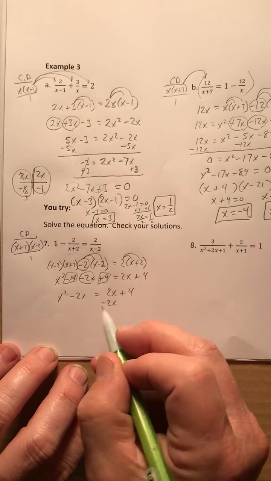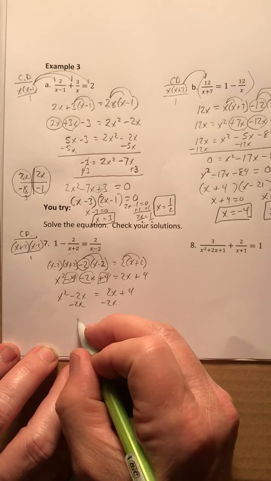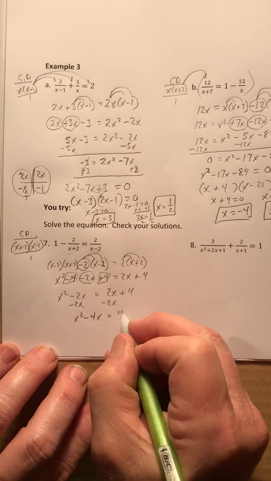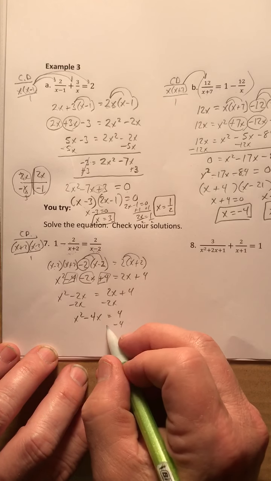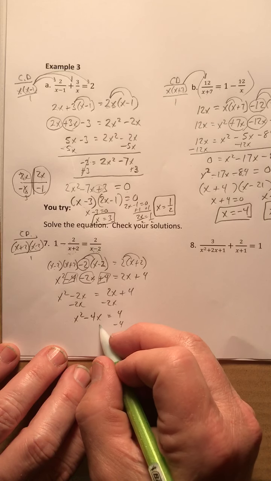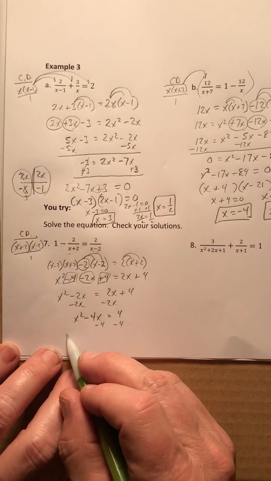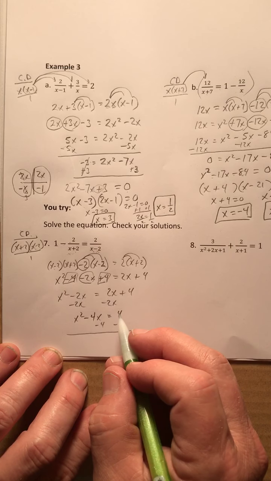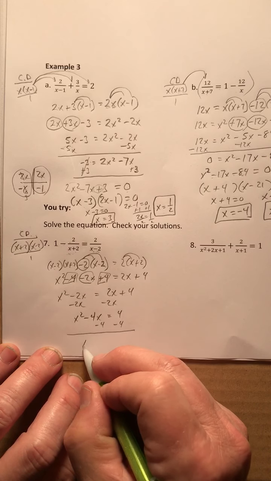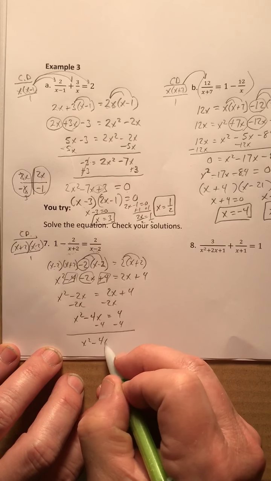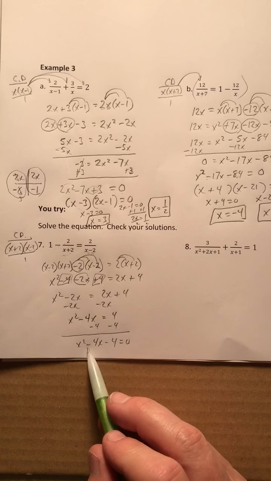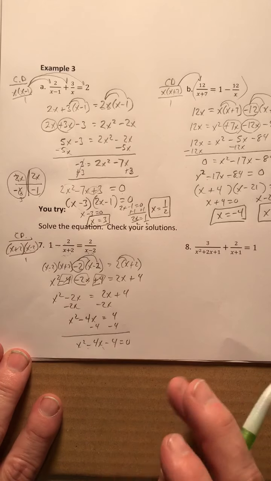So subtract 2x: x squared minus 4x equals 4. Subtract 4, and I got x squared minus 4x minus 4 equals 0. And that doesn't factor. All right. So we'll just stop right there.